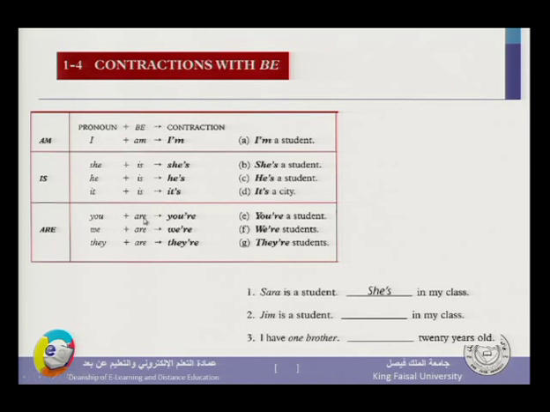Again, what about are? We can contract are by removing the first letter and adding an apostrophe. So you are, we are, they are become you're, we're, they're. So you're a student. We're students. They're students.